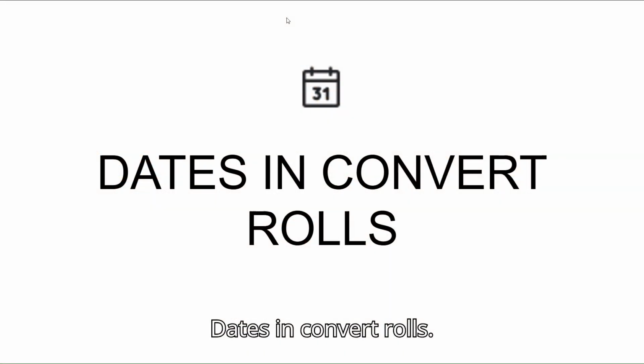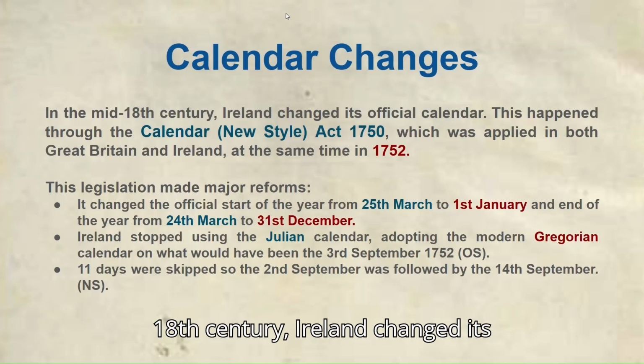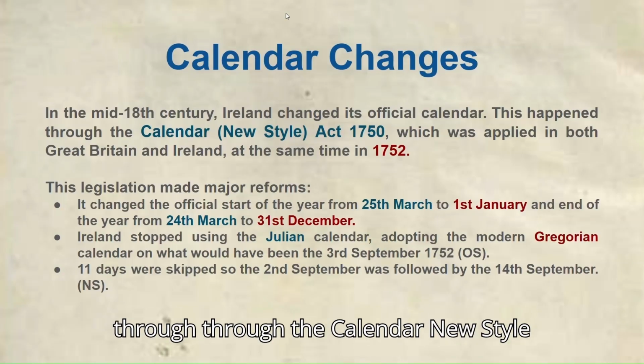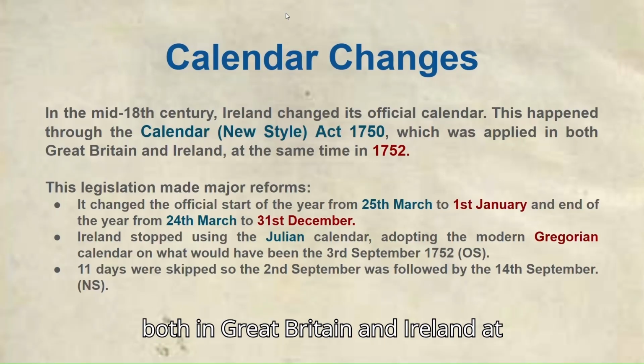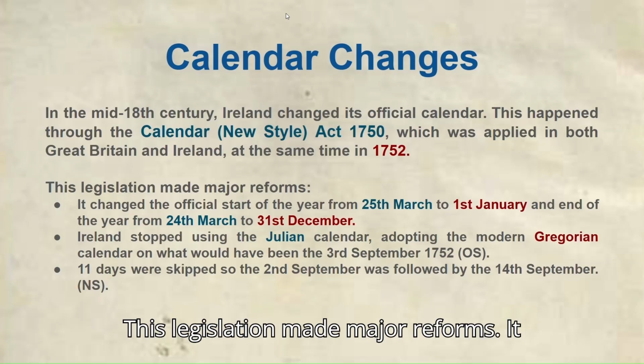Dates in convert rules. Calendar changes. In the mid-18th century, Ireland changed its official calendar. This happened through the Calendar New Style Act of 1750, which was applied in both Great Britain and Ireland at the same time in 1752. This legislation made major reforms.